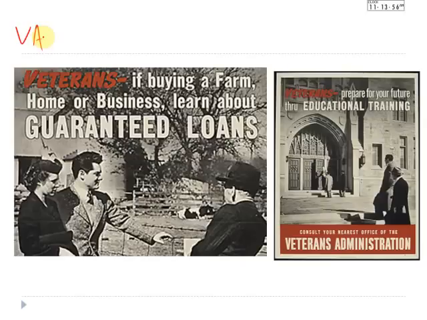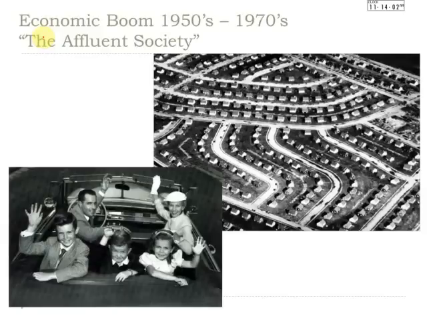As a result of the GI Bill and all these people becoming far more successful, you have an economic boom in the 1950s through 1970s, and America becomes known as the affluent society. What does it mean to be affluent? Wealthy, successful, well off. We become known as the affluent society because in the 1950s, our income in America doubled. And then in the 1960s, it doubled again.